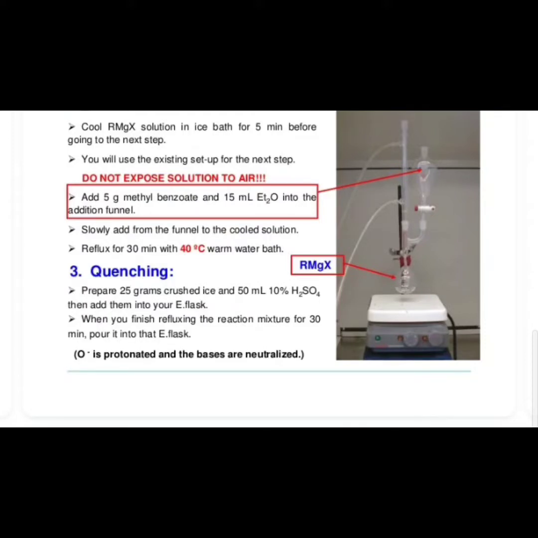Prepare 25 g of crystal ice and 50 ml of 10% H2SO4, and add them into a flask. When the reaction mixture finishes after 30 minutes, pour it into the flask, or you can also use ammonium chloride solution in water. So that is the Grignard reaction.